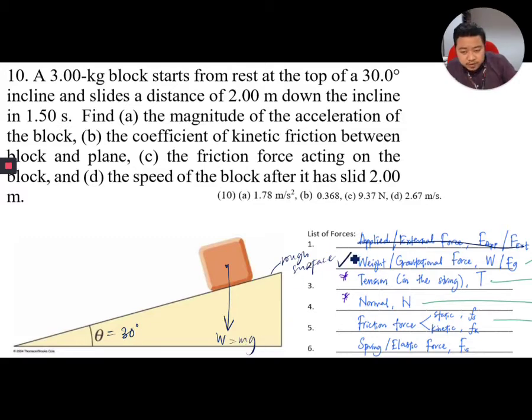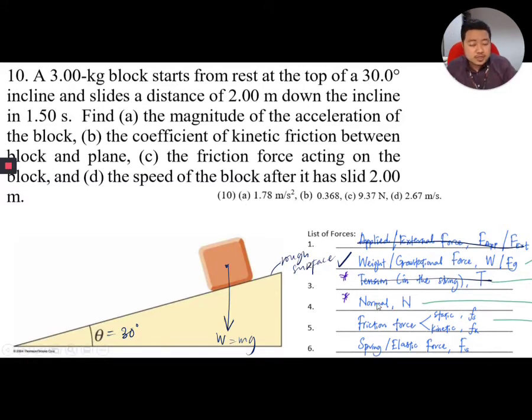So moving on afterward, the third force that we have to consider is going to be tension in the string. Looking at the diagram or considering the question, there is no mention of string, cable, wire, rope, and so on. Because of that, there is going to be no tension for our question.